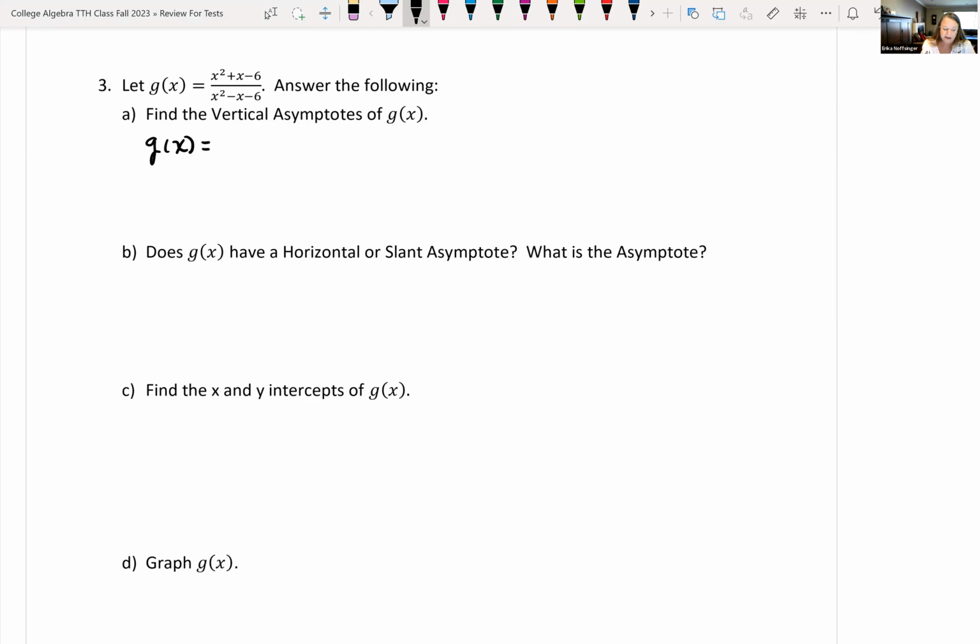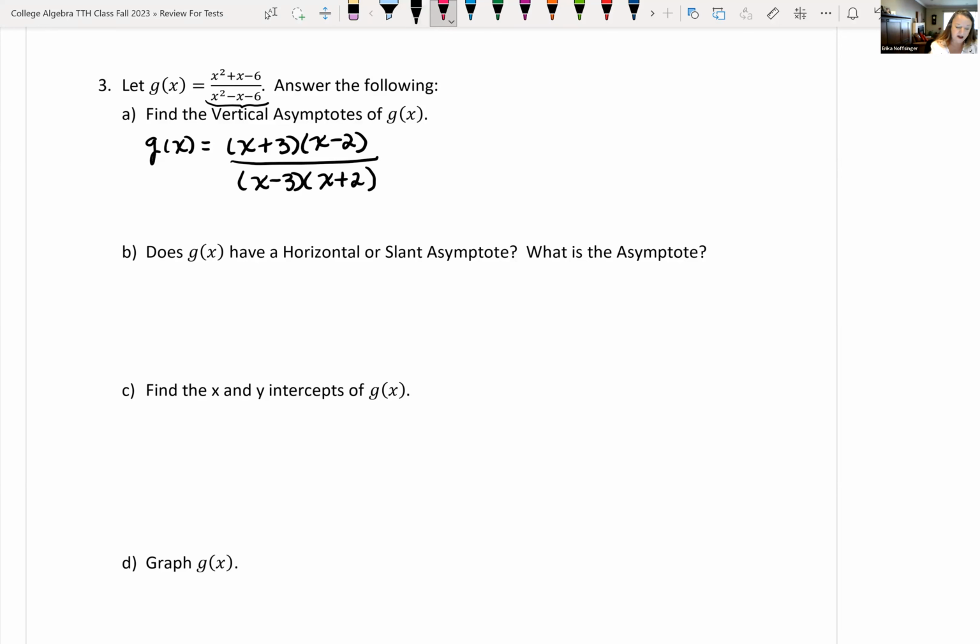Okay, so I want to factor this. So let's factor both the numerator and the denominator. x squared plus x minus 6, I notice, can factor as x plus 3 all times x minus 2. Factoring my denominator of x squared minus x minus 6, I notice that's x minus 3 all times x plus 2. So these are not like factors in the numerator and denominator. They almost look like it, but they're not.